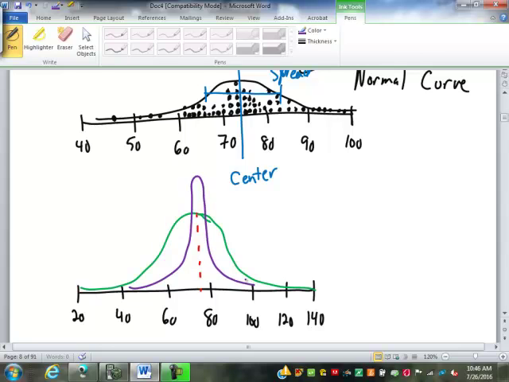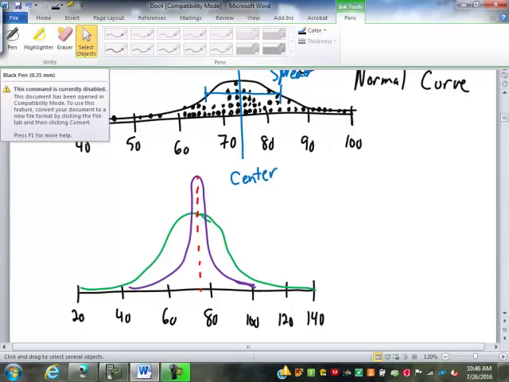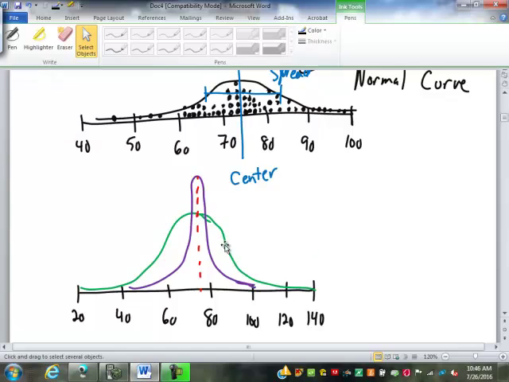Would I say that it has a different center? No, it looks like it has pretty close, if not exactly, the same center. How would I describe the difference? Has more or less spread. Less spread. It's narrower, right? The purple one is narrower. So I would say that that purple one has less spread.